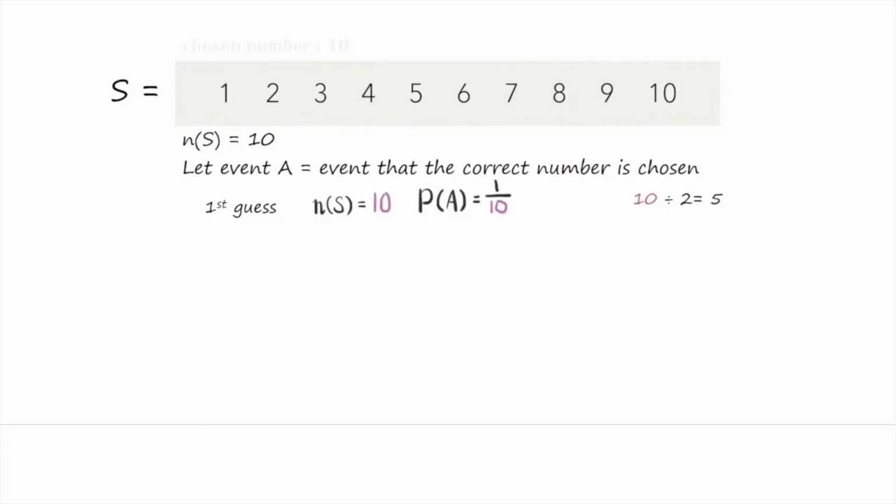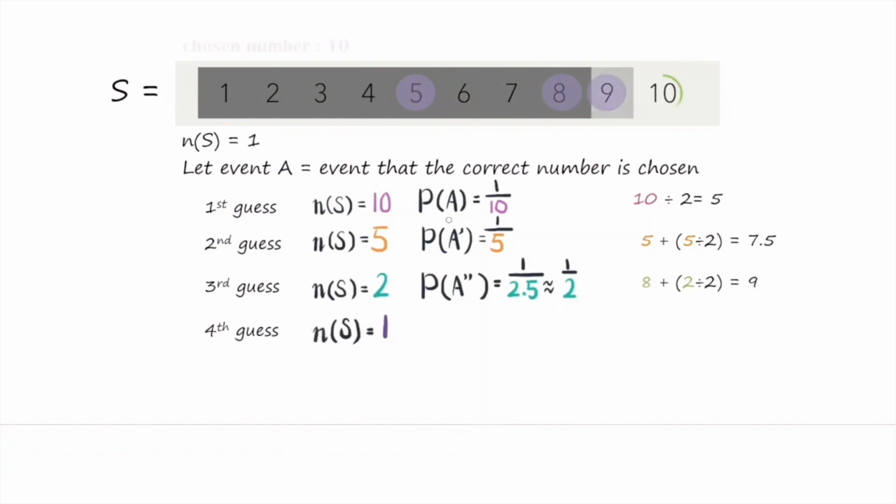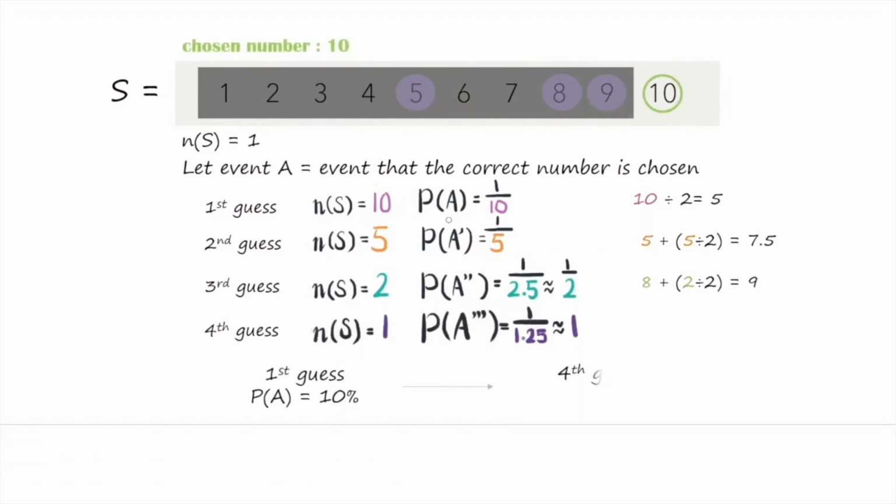Let's have a smaller number range, which is from 1 to 10. The total number of choices is 10. Using this method, you increase your probability of getting the chosen number by dividing the largest number by 2. So it would be 5. If that isn't the answer, divide number 5 by 2 again. We're doubling the probability of getting the chosen number. This process is repeated till the sample space is reduced to 1, where the probability is increased to 100%. At this point, there is no way that your answer could be wrong.